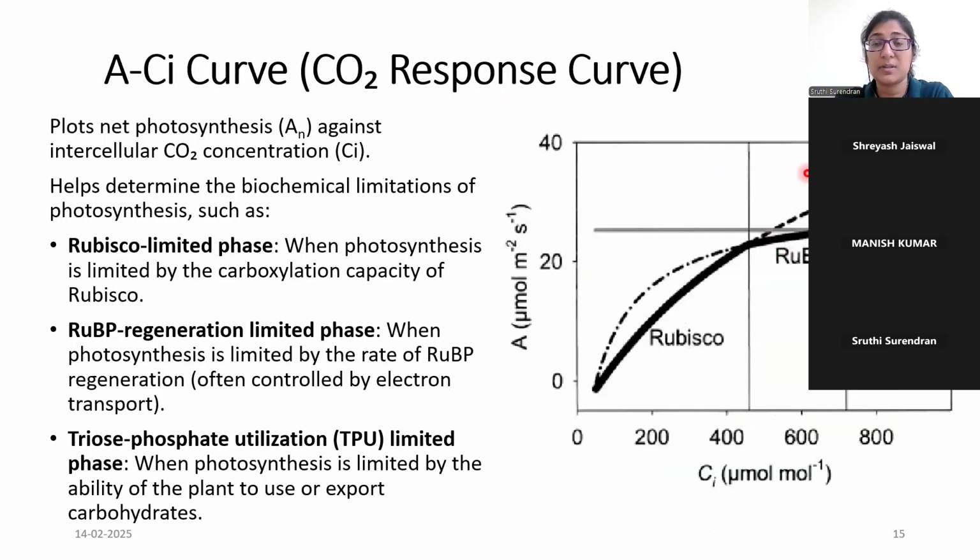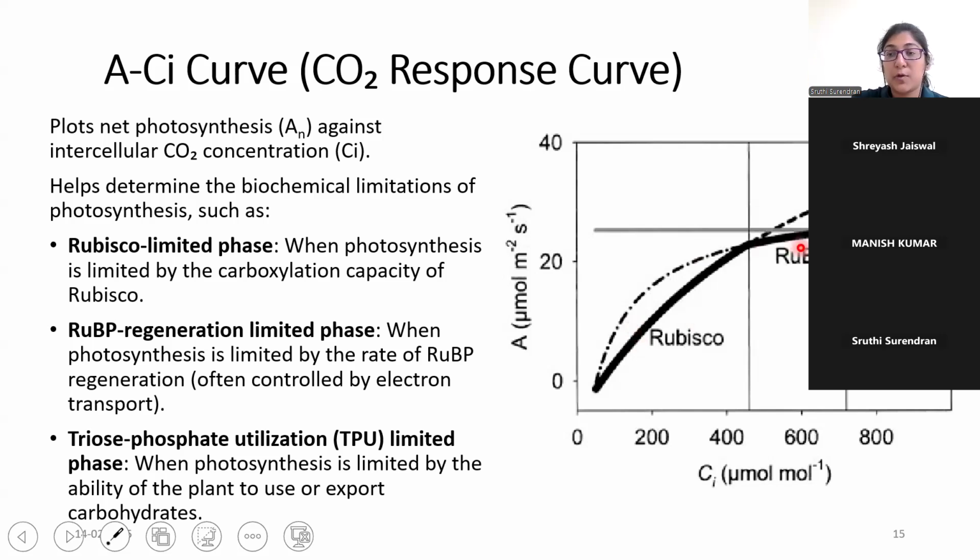So from here, we understood that the ACI curve is giving some information regarding Rubisco, some information regarding RuBP regeneration, and some information regarding the TPU utilization. When we talk about Rubisco, we mean how fast or how strongly the Rubisco enzyme is going to help in the carboxylation process, which is what the Rubisco limited phase is. It is not giving us a quantity of Rubisco, but whether Rubisco is going to increase or decrease the rate of carboxylation can be obtained from this part of the curve.